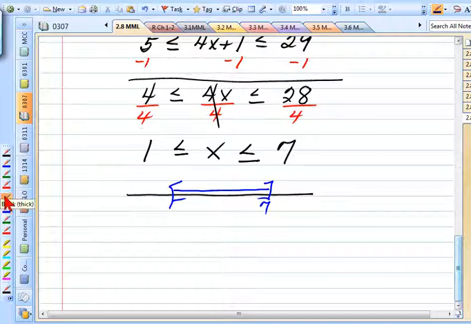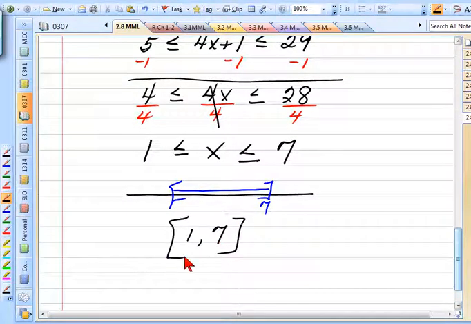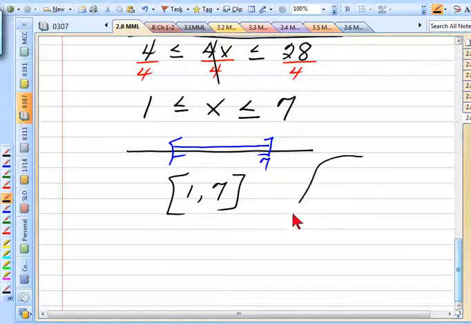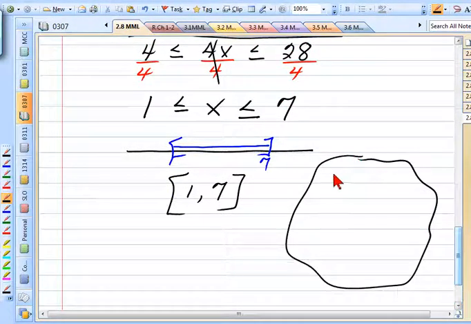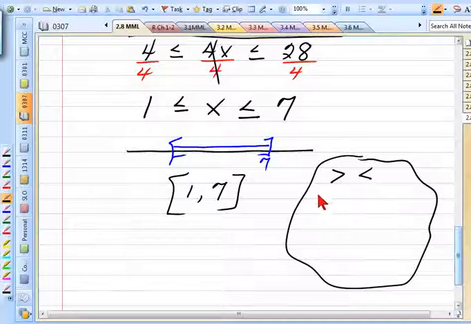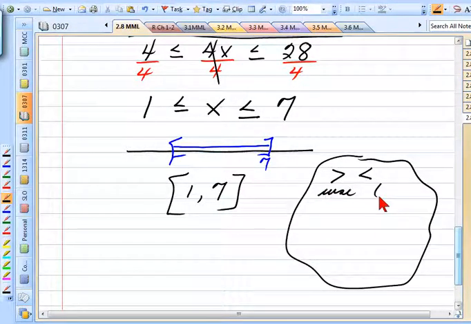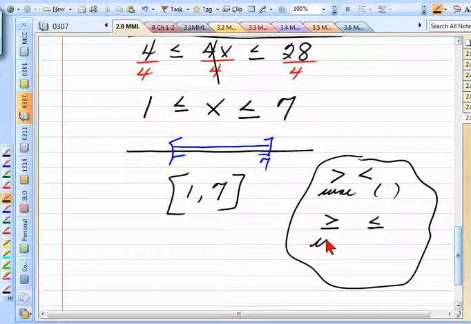Yes, sir? So the number contains the equal sign or less than or greater than is always brackets? Yes, sir. So what he just said, maybe we need to make a little summary statement about. If you have a greater than or a less than, you're going to use parentheses. If you have greater than or equal to, less than or equal to, you're going to use brackets at the number that it's closest to.